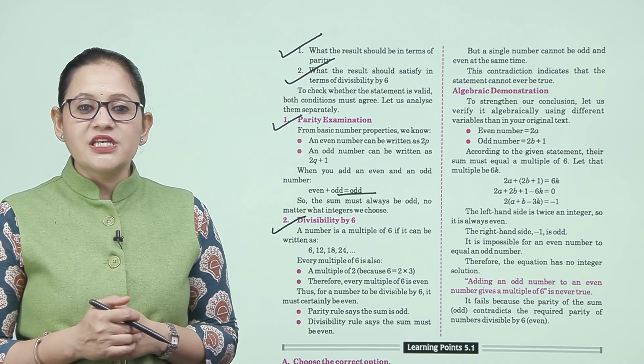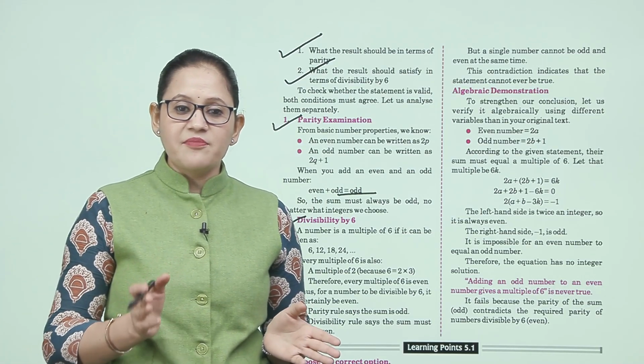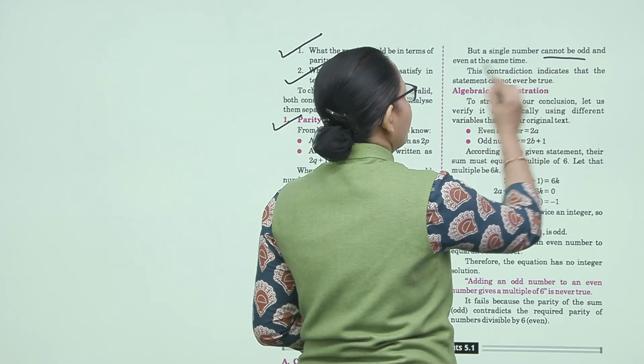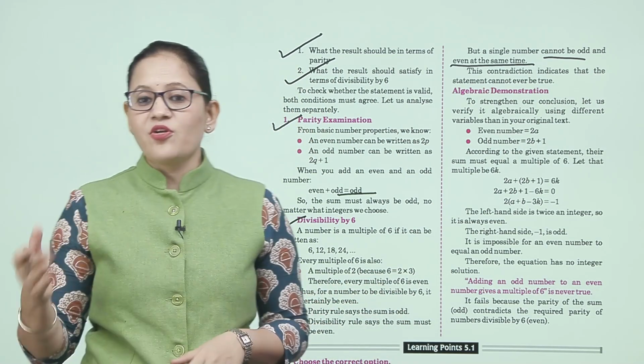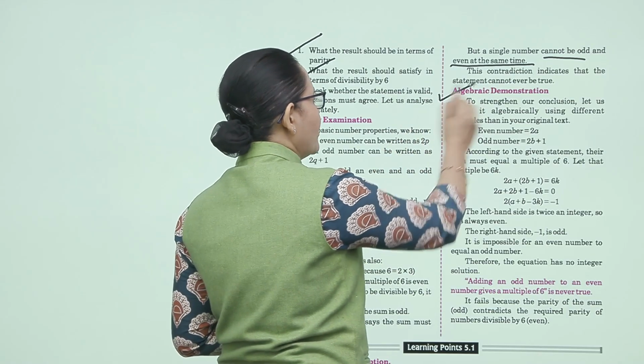The parity rule says the sum is odd. Now, the divisibility rule says the sum must be even. But a single number cannot be odd and even at the same time. This contradiction indicates that the statement cannot ever be true. It will not always be true.